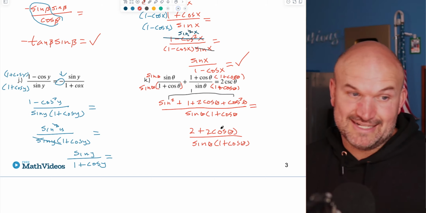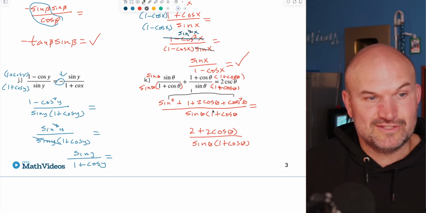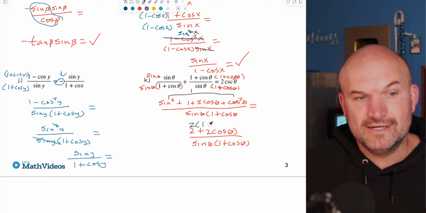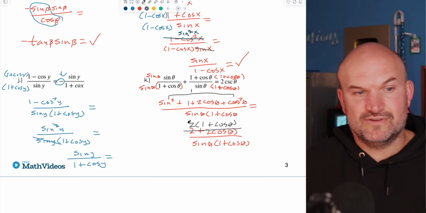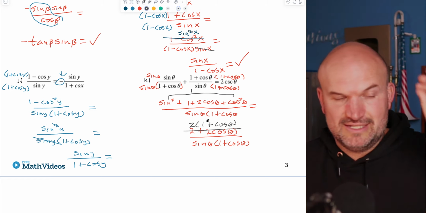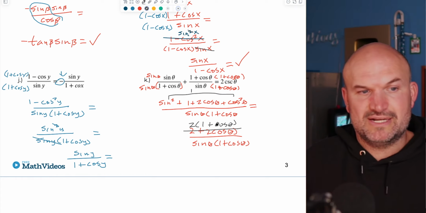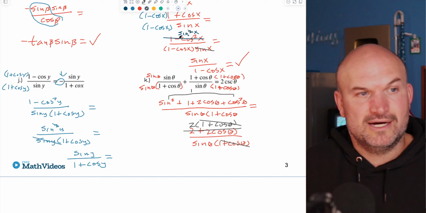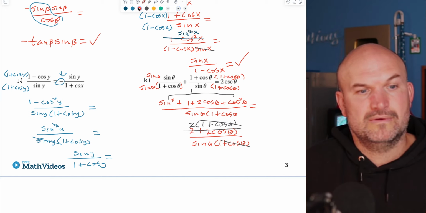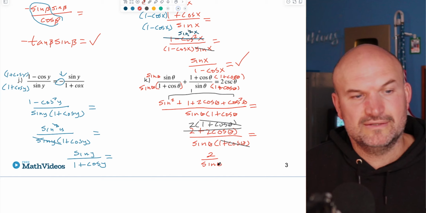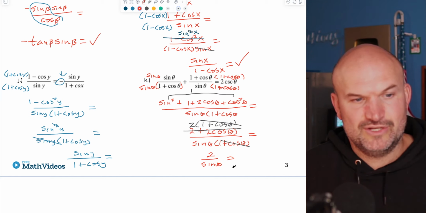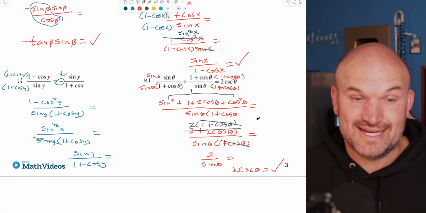Which, ladies and gentlemen, I can now factor out my 2, and if I factored out the 2 here, I'd be left with a 1 plus a cosine of theta. So if I read in this factored form, now what I want you guys to see is I have a 1 plus cosine of theta in the numerator, a 1 plus cosine of theta in the denominator. Those are going to divide out. So now I'm going to be left with a 2 over a sine of theta, which is equal to a 2 cosecant of theta. And now that has been verified.